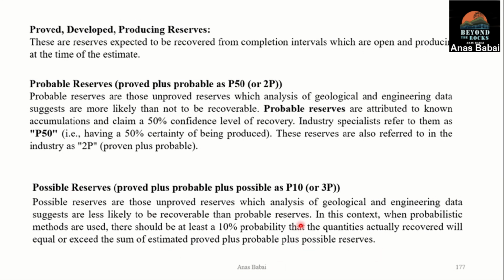The quantity of those hydrocarbons recovered will be estimated as proved plus probable plus possible reserve, which can equal or exceed the sum of the estimated proved plus probable plus possible reserve. So we see that the probability is very low. We have only 10% probability that it can be proved or probable or possible.